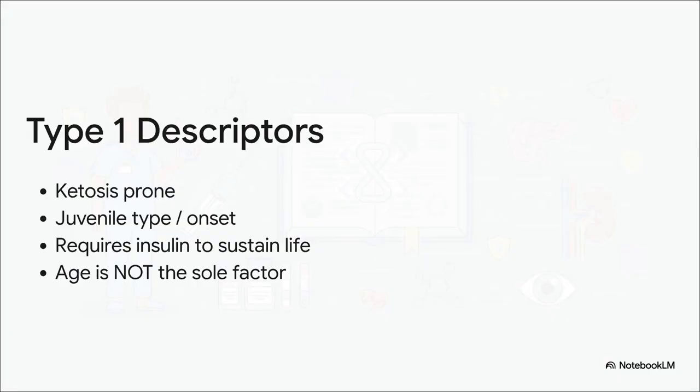So when you're scanning the doctor's notes, these are the kinds of phrases you're looking for. You might see ketosis prone, which is a big clue. And yeah, you'll often see terms like juvenile onset, but it's so important to remember that type 1 can be diagnosed at any age. The real bottom line, the non-negotiable fact, is that these patients absolutely require insulin to sustain life.